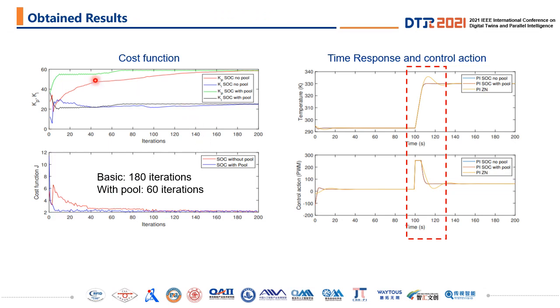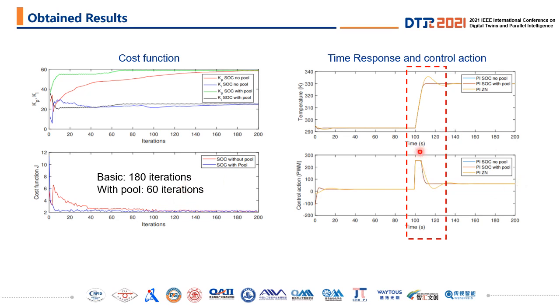As you can see here, the obtained results show that in this case, for example, this is the KP, KI evolution, this is the cost function. We see that when we use the digital twin, the self-optimizing controller with pool, we have a really good optimization in terms of the execution time. We have 60 iterations to reach the steady state, while with the basic SPSA without the pool, we need 180 iterations to reach the desired performance.